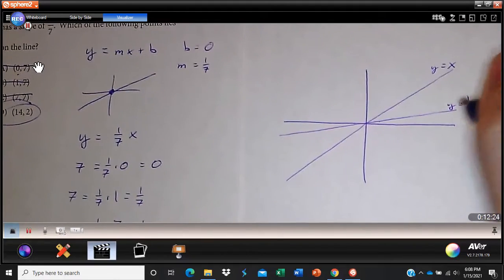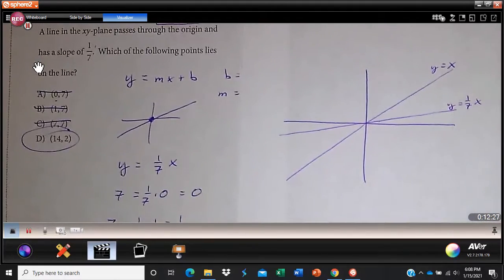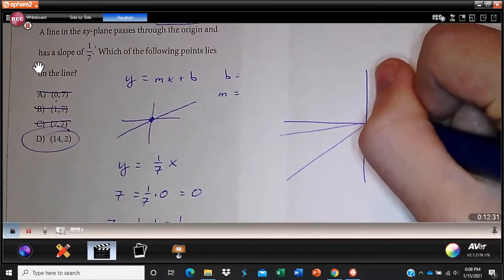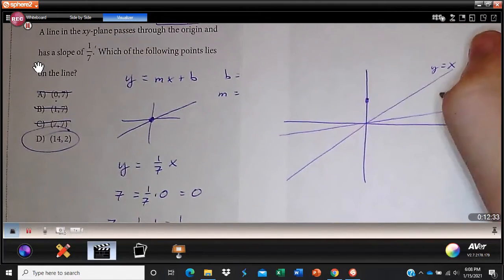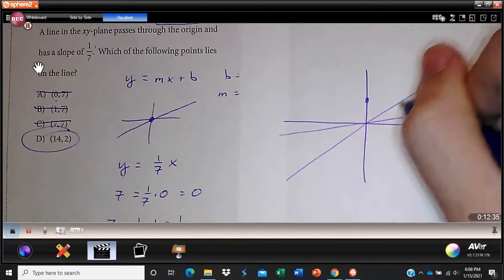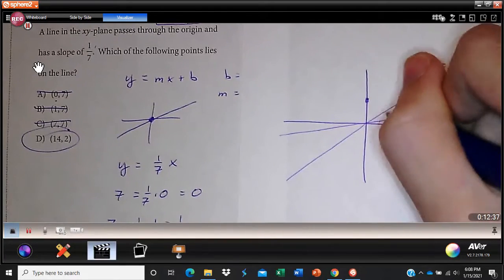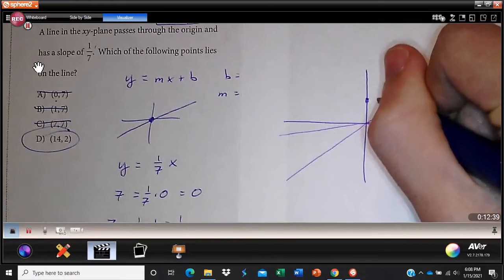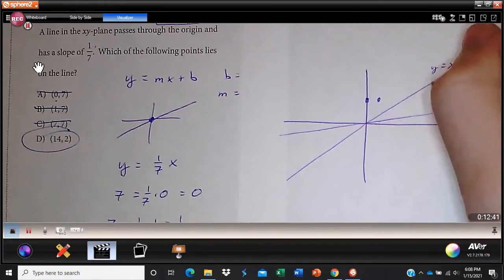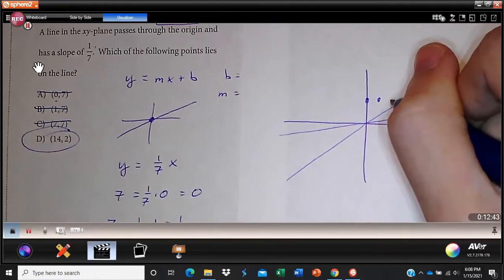Just knowing that, you can plot these points and see immediately that most of them don't make any sense. So A says 0, 7, so that's like up here. Well, that's above this reference line. So it's not anywhere close to our line. And then we have 1, 7, which would be like here, which is above our reference line, so it's not satisfying our slope for sure.